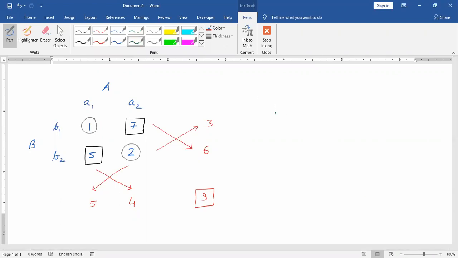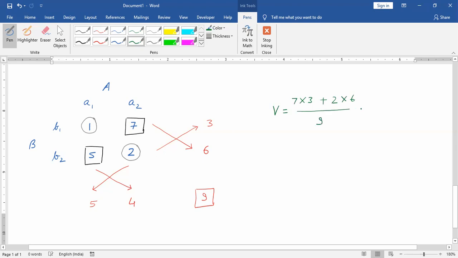The value of game V is equal to the second column multiplied by the difference. 7 into 3 plus 2 into 6, divided by 9, is equal to what? 7 threes are 21 plus 12, divided by 9, is equal to 33 divided by 9.